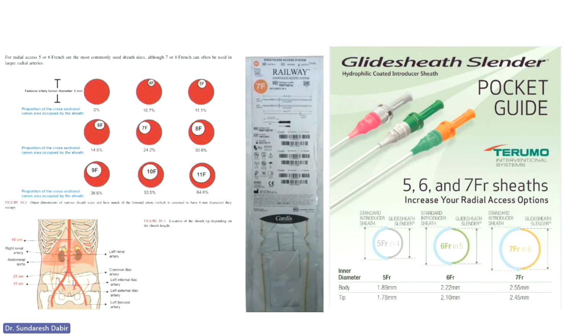And this is the newest thing, not new, it's now fairly old, but the idea is that you have thin walled sheaths. So if you want to take a 7 guide from the radial, usually we cannot take 7 radial, but with this, either we can go sheathless and take a 7 guide, or we can take a Glidesheath. Here it's 7 and 6. That is, the OD will be like a 6, so it will fit in the radial and you can pass a 7 guide through it.